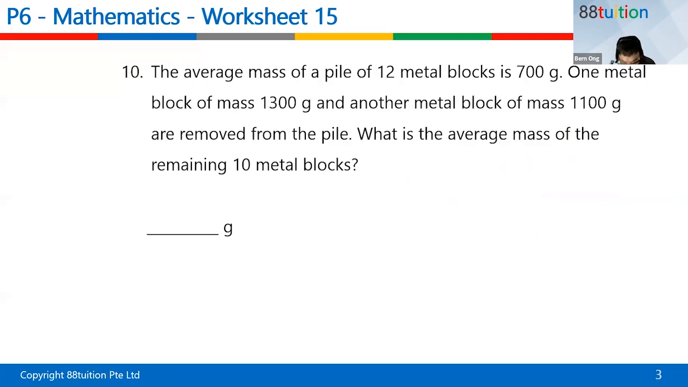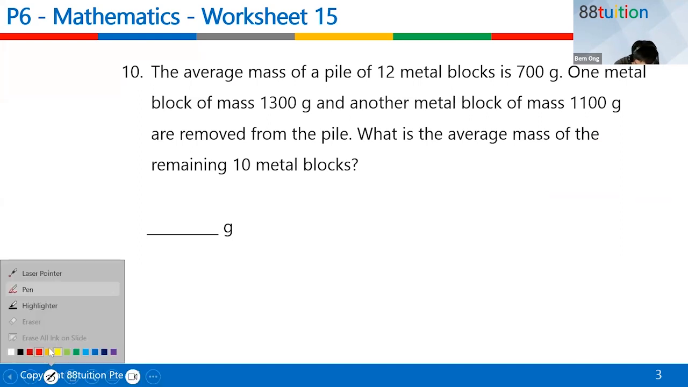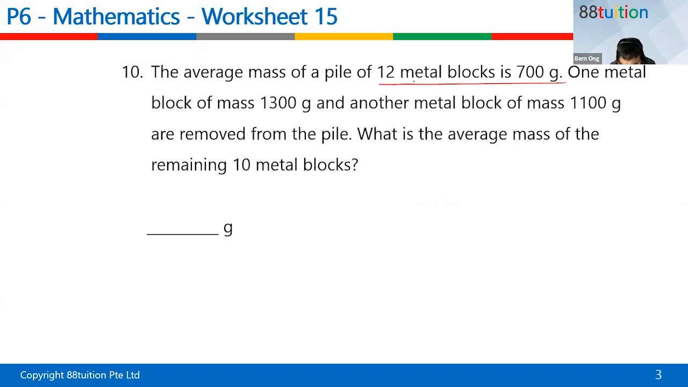The average mass of a pile of 12 metal blocks is 700 grams. So you have 12 metal blocks. One of them is 1,300, the other one is 1,100, and they are being removed. Remove means minus away. English: remove means minus away.